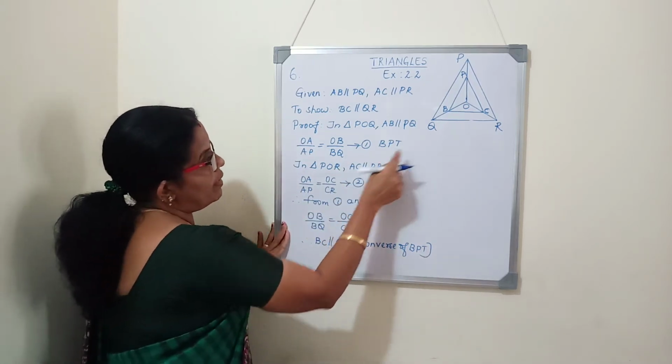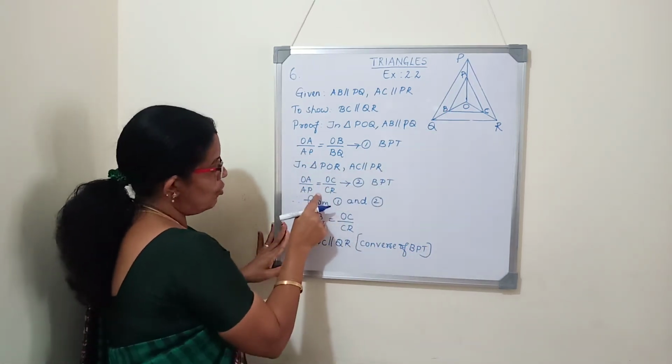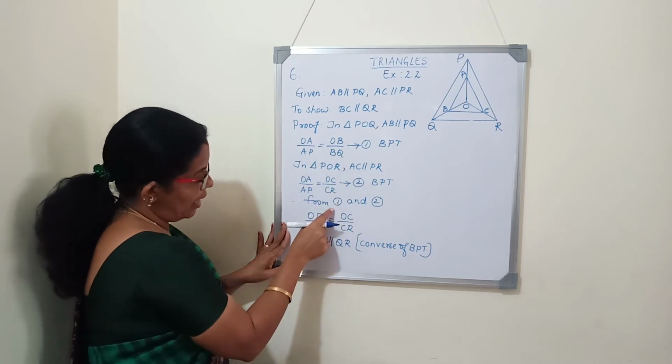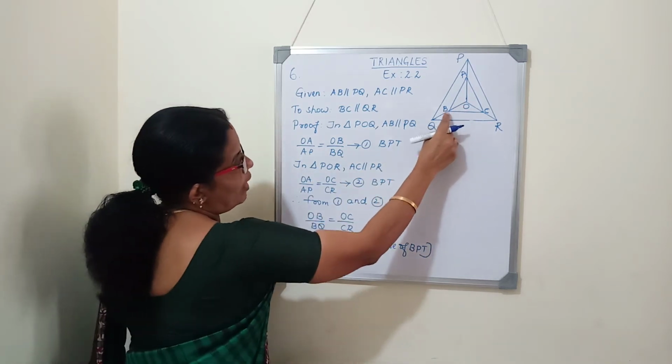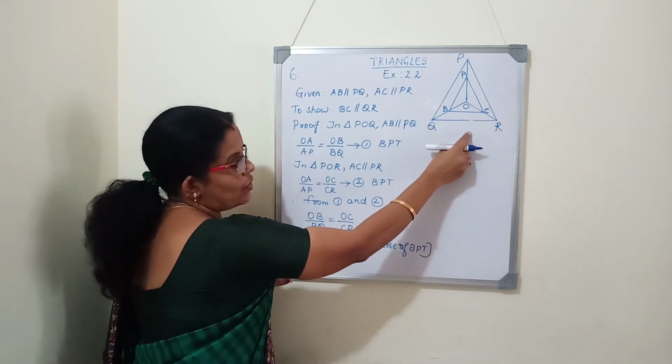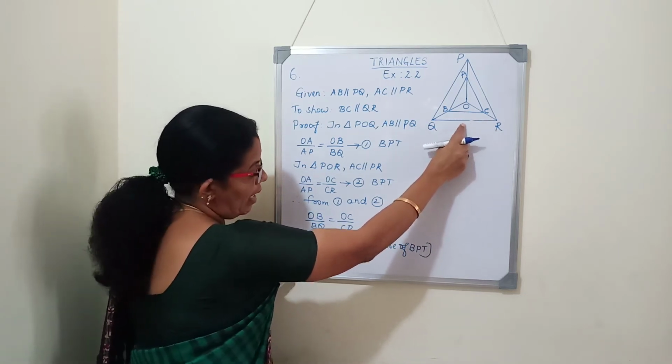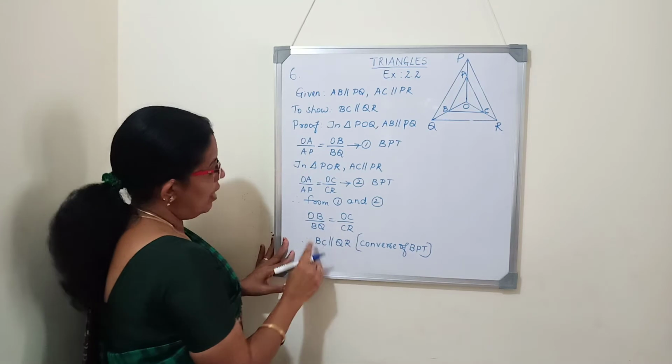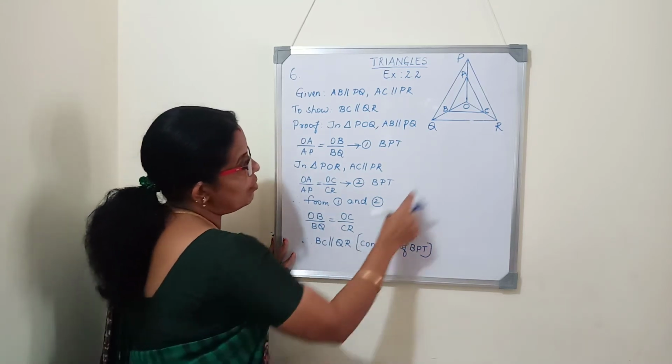So by BPT we proved two ratios. Comparing the ratios, we get OB by BQ equals OC by CR. If the ratios are equal, then the lines are parallel. It is the converse of BPT. So we proved BC is parallel to QR.